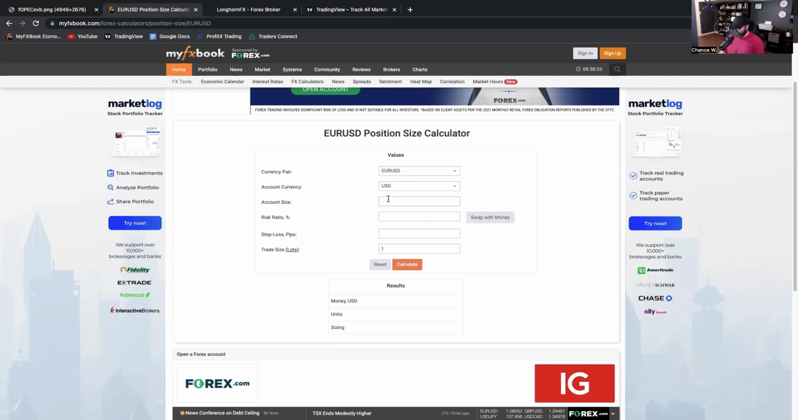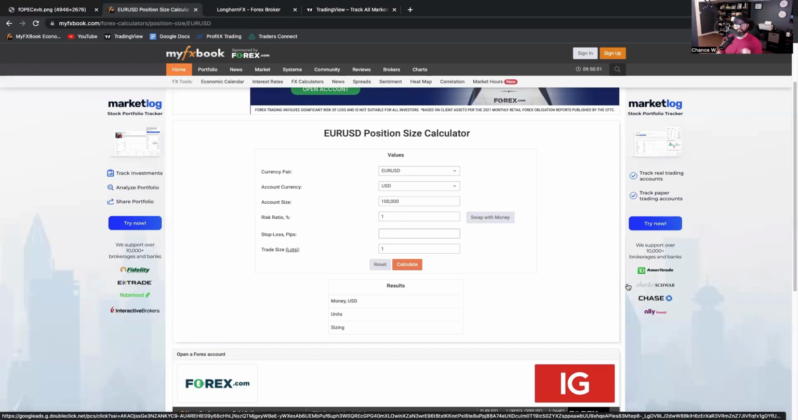And let's say my account size was $100,000, and I am going to risk 1% on this trade. So I'm going to put in 1 in the risk ratio percentage. And if you remember my stop loss size, this is why it's important to know it, my stop loss size was 15 pips. So I'm going to input 15, and then I'm going to hit calculate.